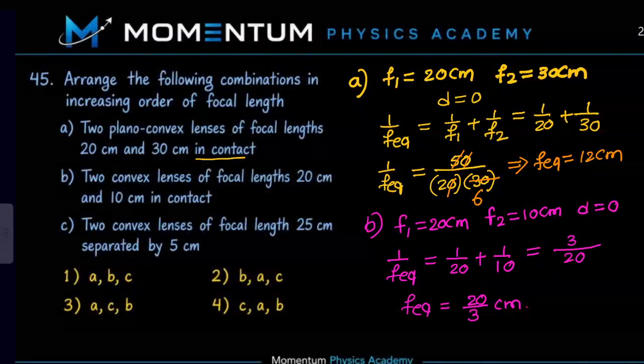Okay. Next, third case, two convex lenses focal length 25, but separation between them is given 5 centimeters now. So in this case, tell me now here C case, they given F1 is equal to 25. F2 is also given as 25 only now. Okay. Yes, next, and D given now. How much the D value given now? 5 centimeters.